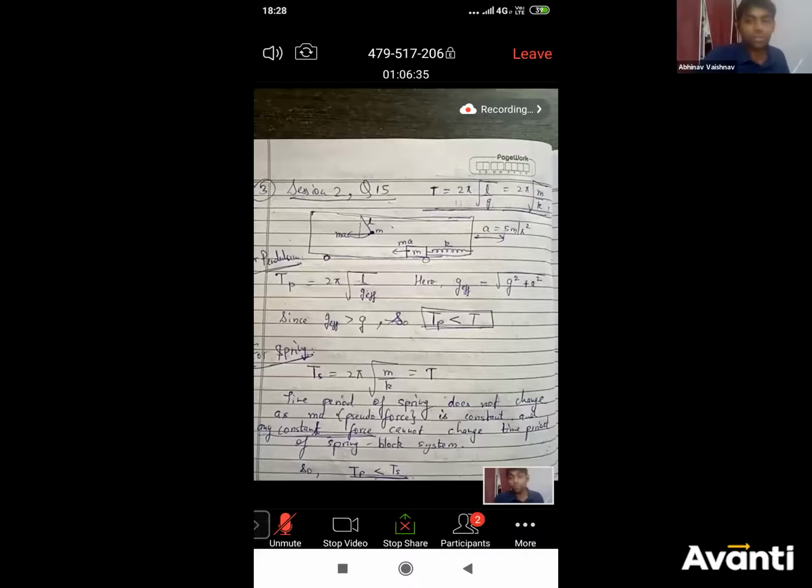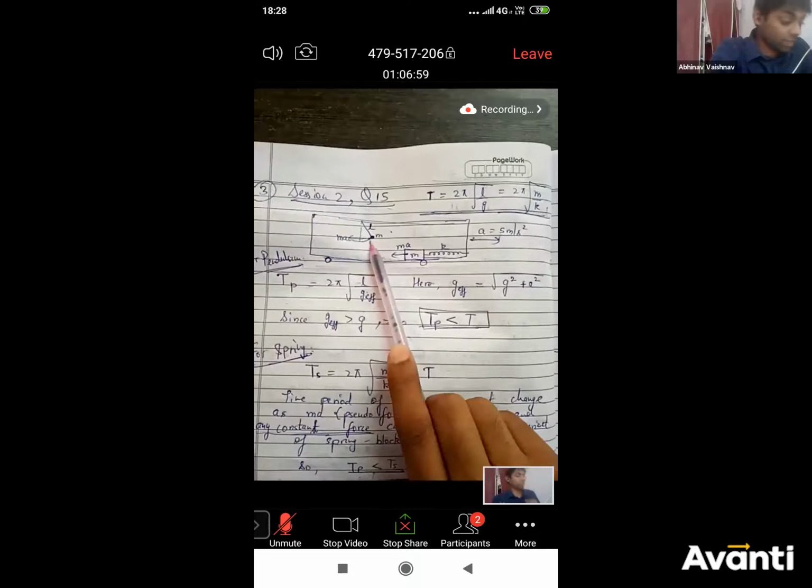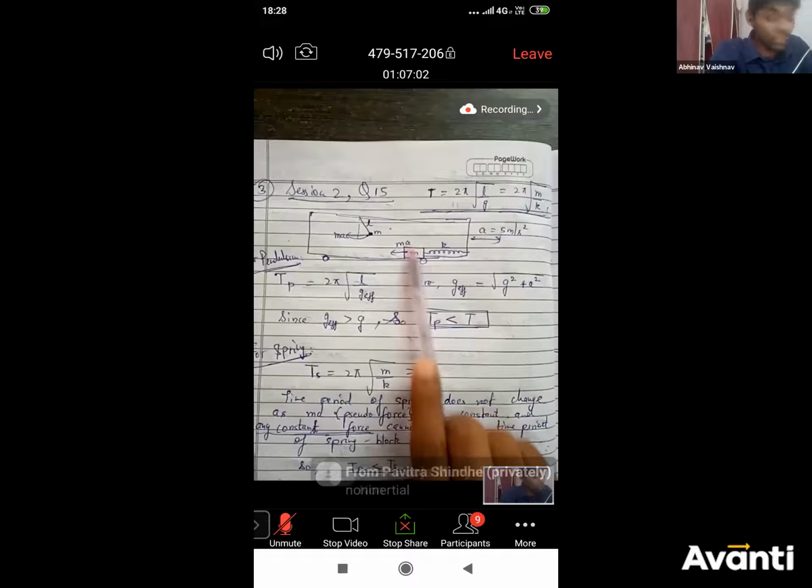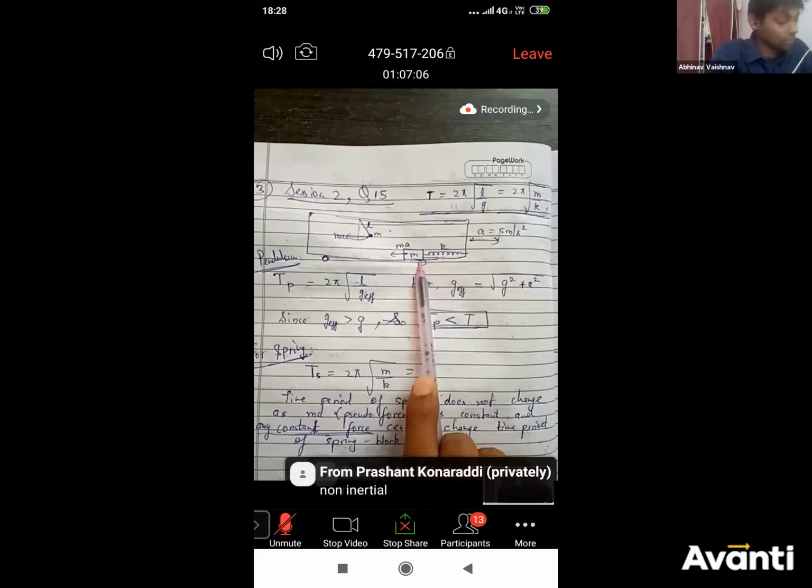So it is a non-inertial frame, and if you are observing a motion in a non-inertial frame, what do we have to do? We have to add a pseudo force, right? So we have to add a pseudo force which is ma, directed opposite to the acceleration. That is why we have put an extra force ma here on both the pendulum as well as the block, directed opposite to the acceleration. All right. Okay. So this we have done. So now how will this change the time period?